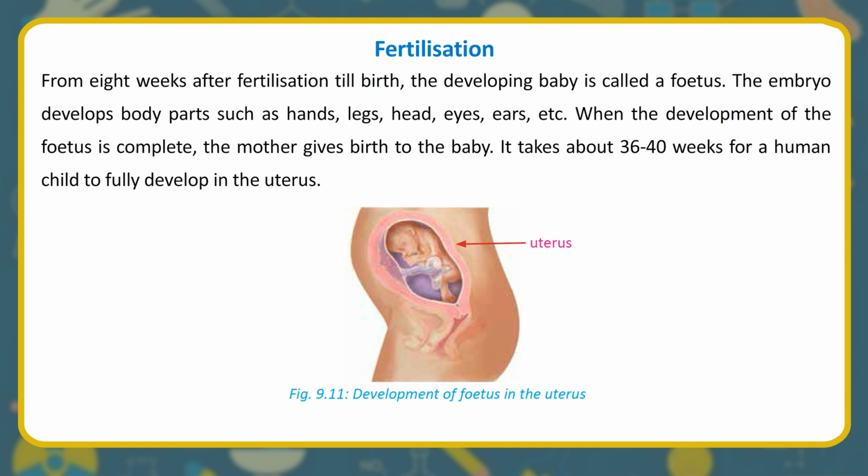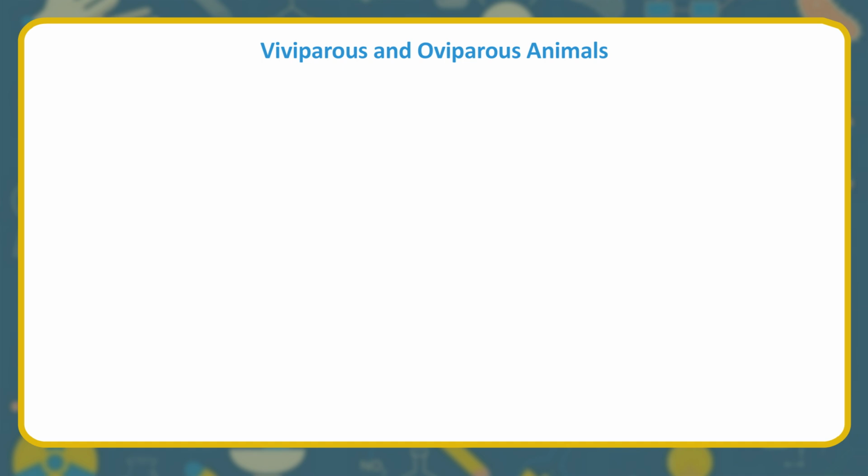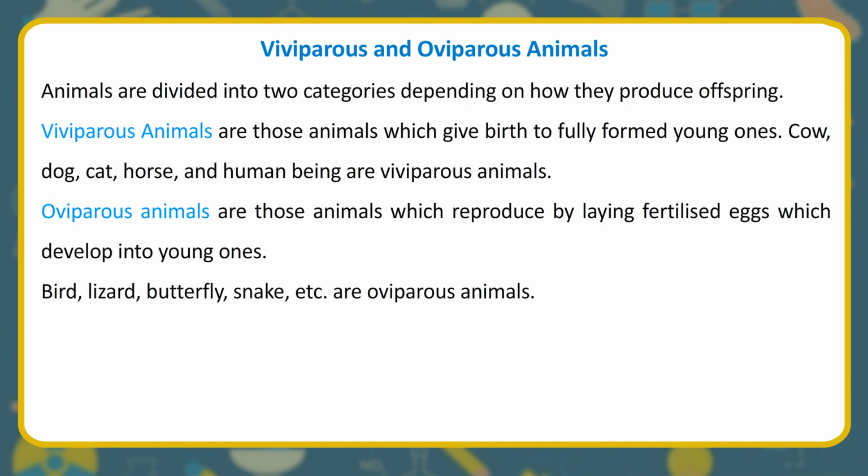Development of fetus in the uterus. Viviparous and oviparous animals. Animals are divided into two categories depending on how they produce offspring. Viviparous animals are those animals which give birth to fully formed young ones. Cow, dog, cat, horse, and human being are viviparous animals.